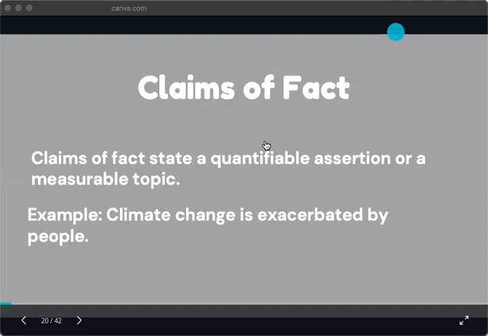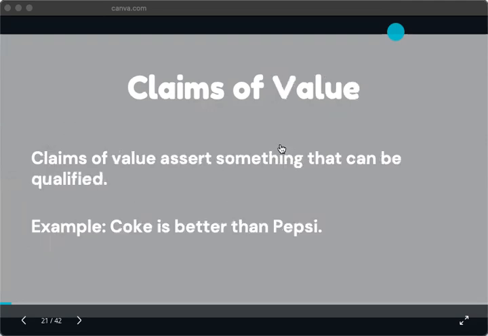Take a look at the example I provided. Coke is better than Pepsi. Okay, what makes us say that this is a claim of value? Take a look at the word better. How can we define better? On whose standard is the basis of this statement? This is your preference. You value one brand more over the other. So it is a claim of value. Next, claims of policy.